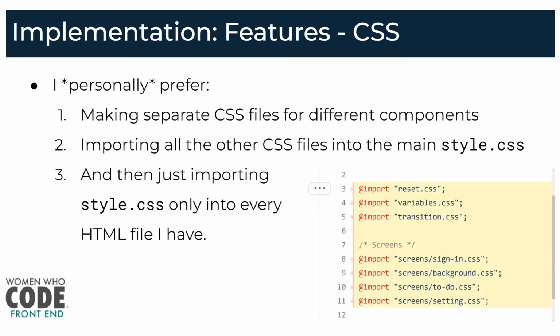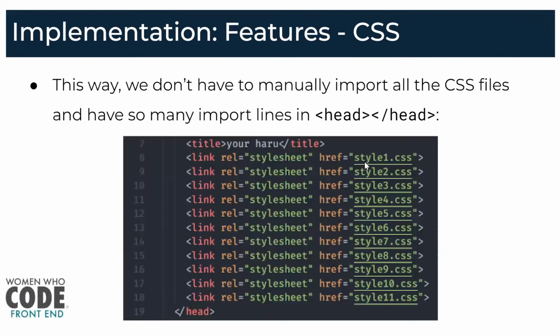So I personally prefer making separate CSS files for different components and importing all the other CSS files into the main style.css, and then just importing style.css only into every HTML file I have. And style.css should look like this. This way, we don't have to manually import all the CSS files and have so many import lines in head.